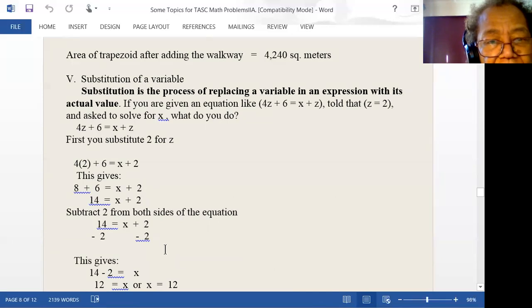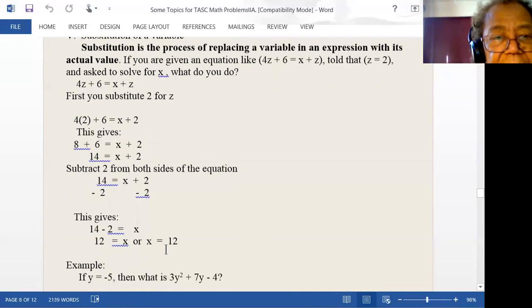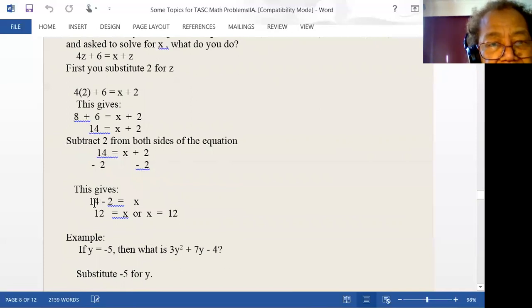So if we subtract 2 from both sides, we get 14 minus 2 is 12 on the left, and we get x, because plus 2 and minus 2 is 0. So we get x on the right. So 12 equals x, or expressed another way, x is equal to 12.